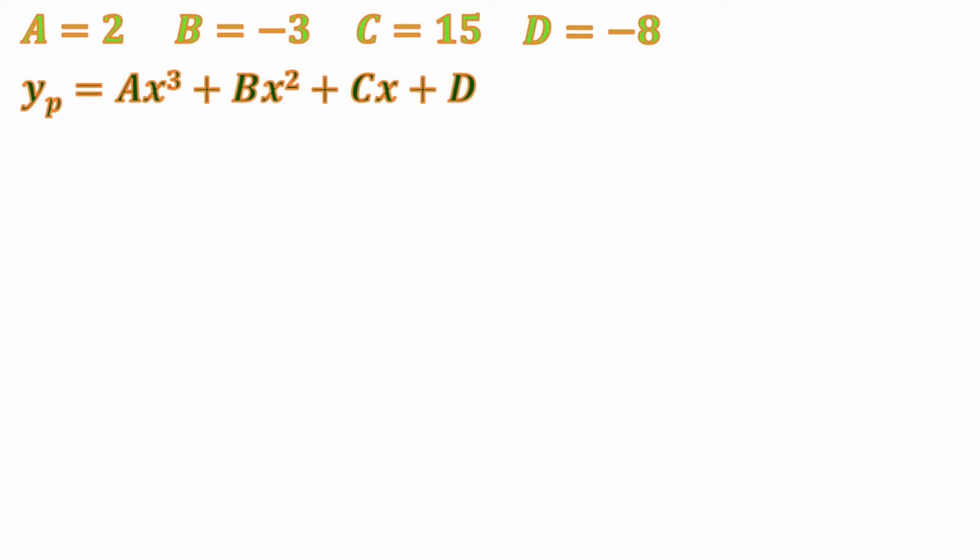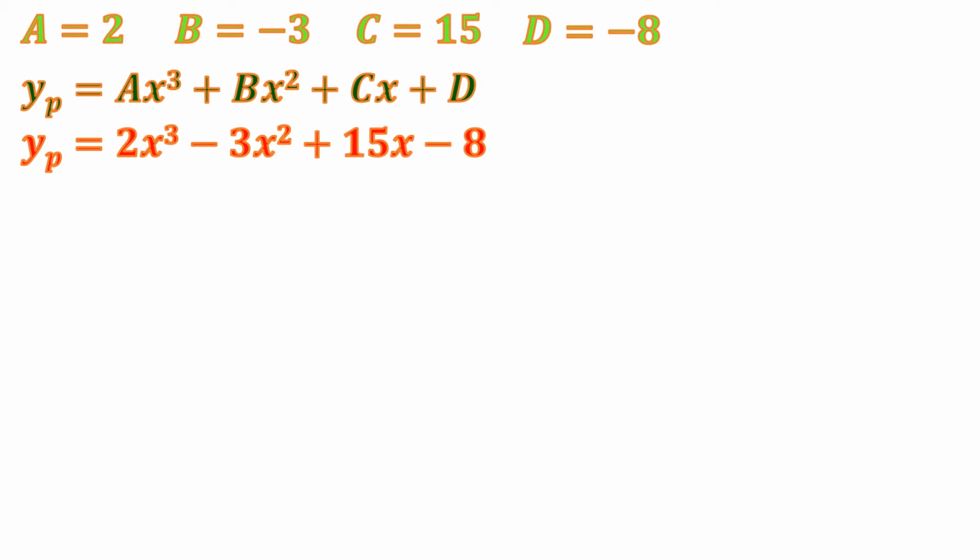Now since we have completed all the constants, let's list them all. We have a is 2, b is negative 3, c is 15, d is negative 8, and we're gonna substitute here in the yp. So substitute it all, and we have yp equals 2x cubed minus 3x squared plus 15x minus 8.